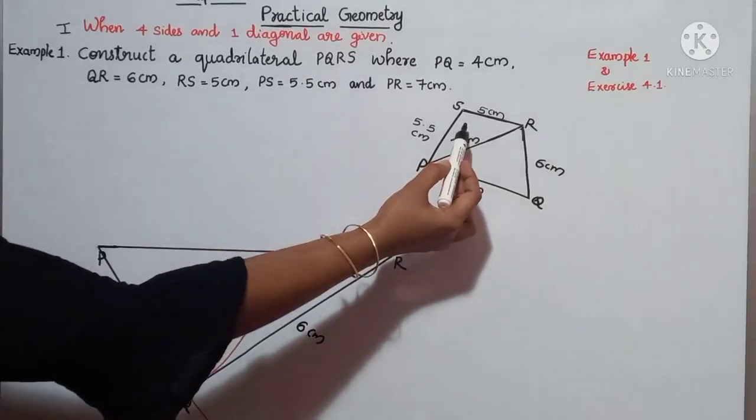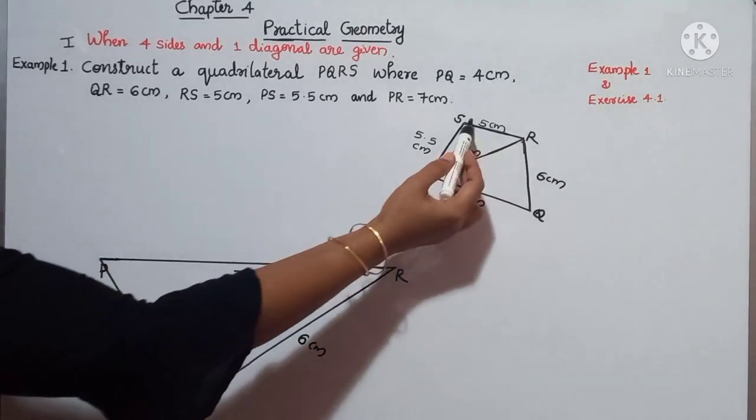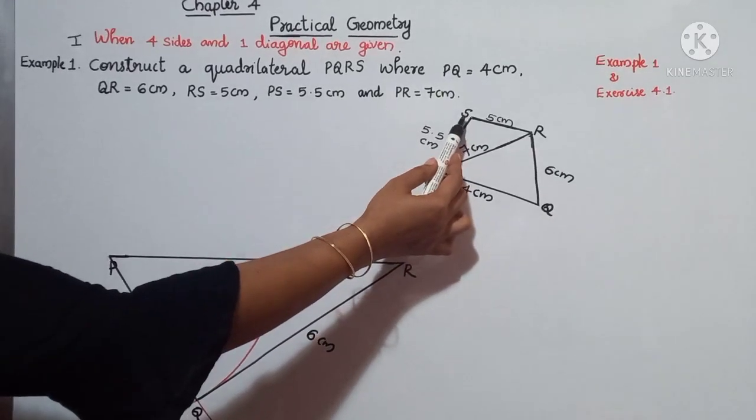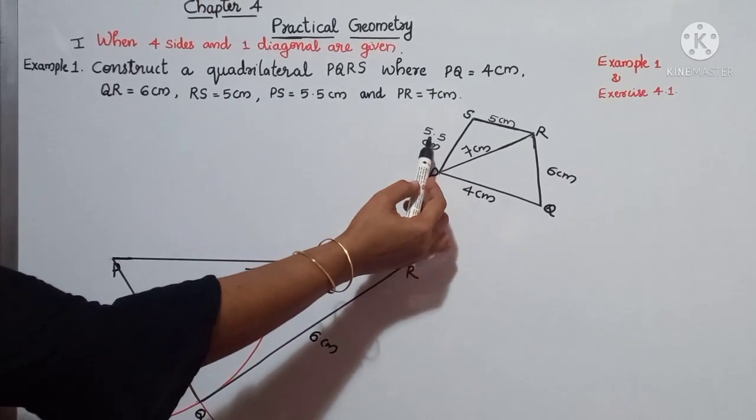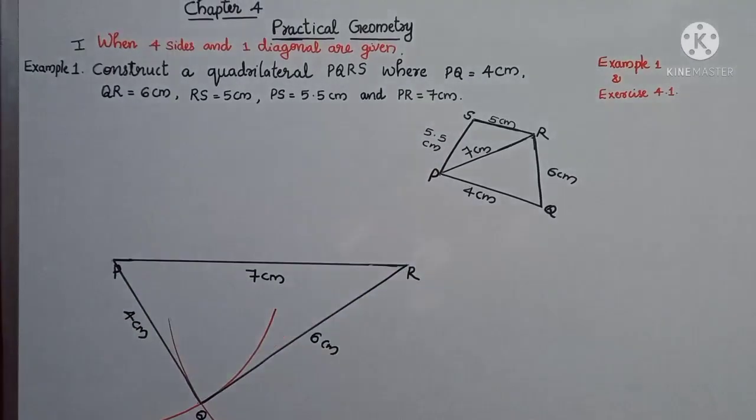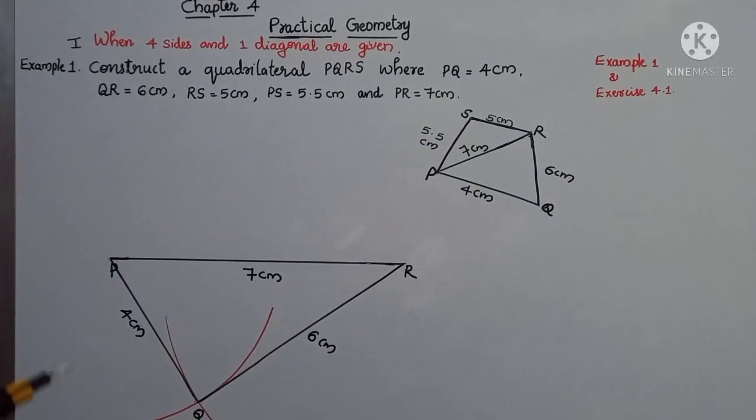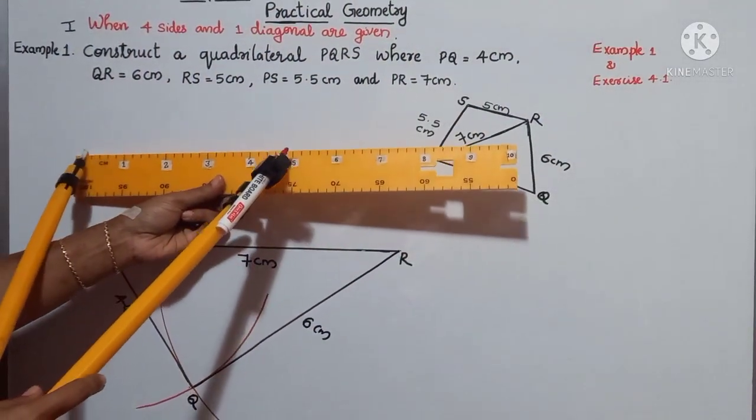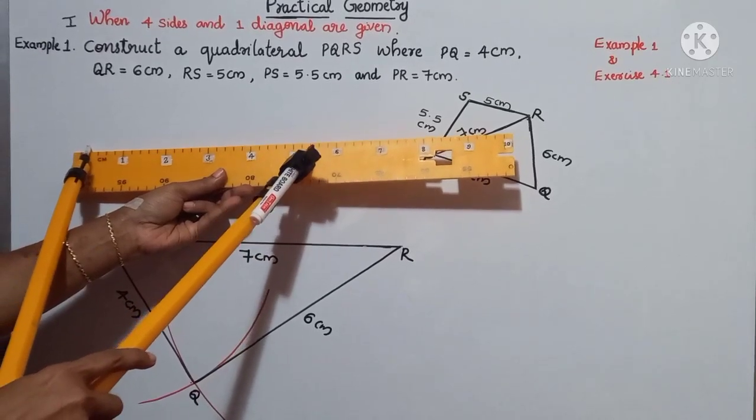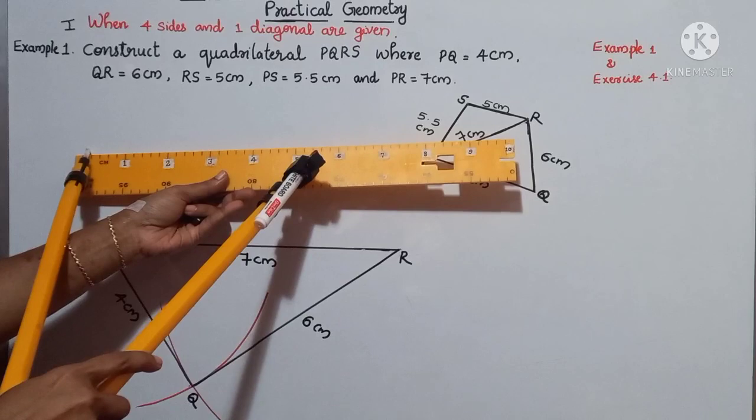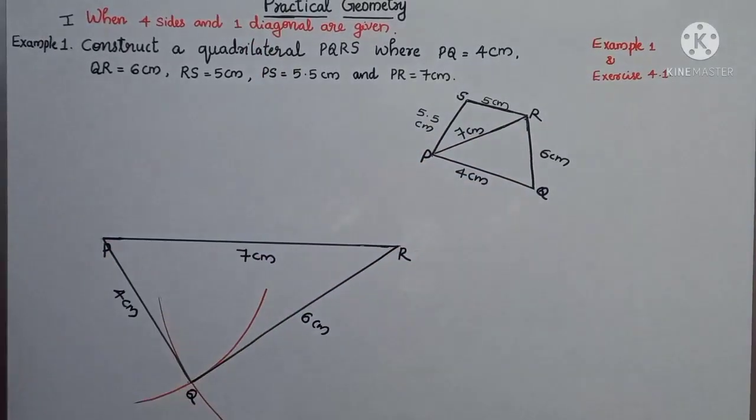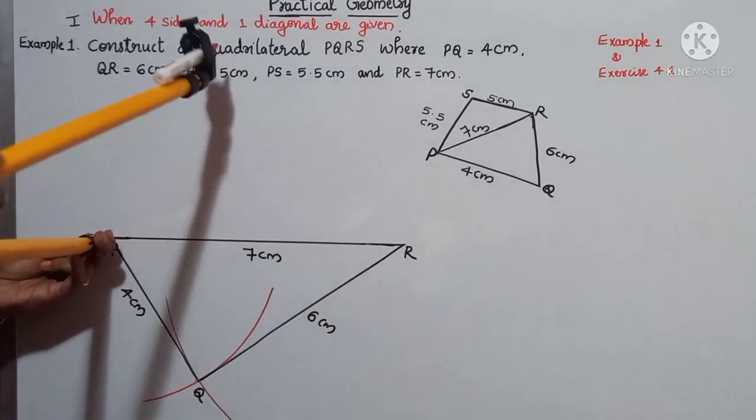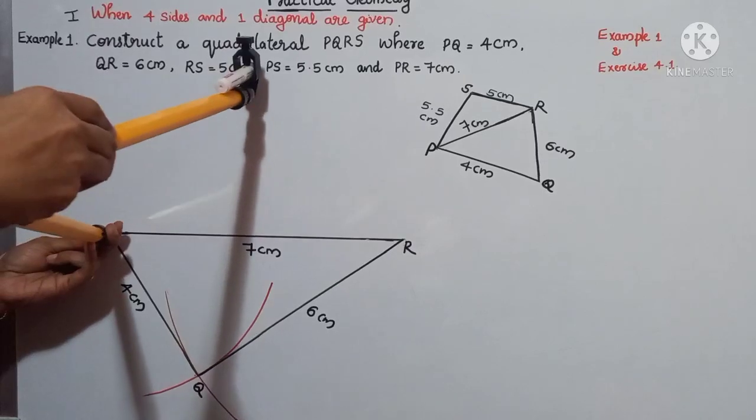Then we have to construct the upper triangle PRS. For that, S is 5.5 centimeter distance away from P. So we have to adjust our compass to 5.5 centimeter by using a ruler. Here you can see 5.5 centimeter. Here it is 5, then 5.5 here. Now it is 5.5. Then pointing on P, draw an arc like this way.